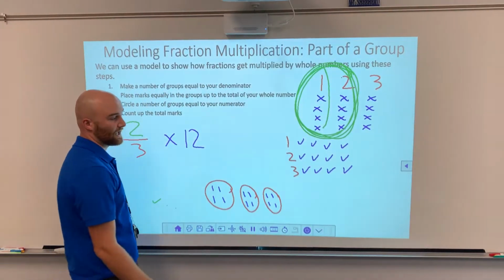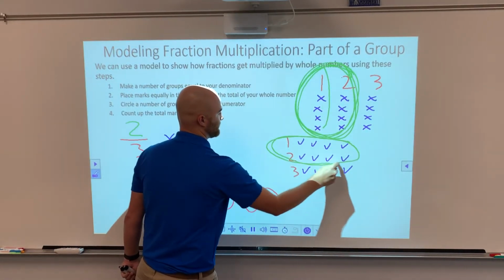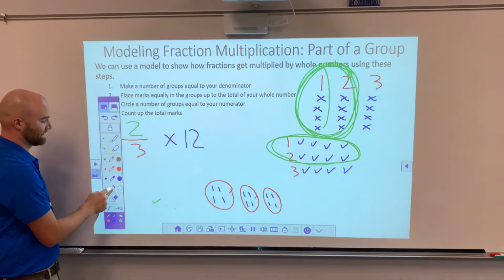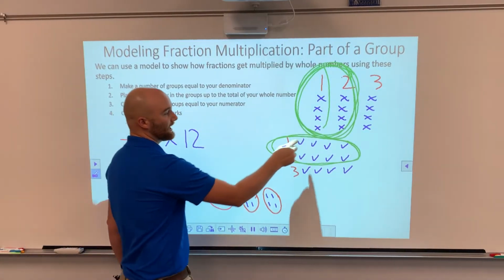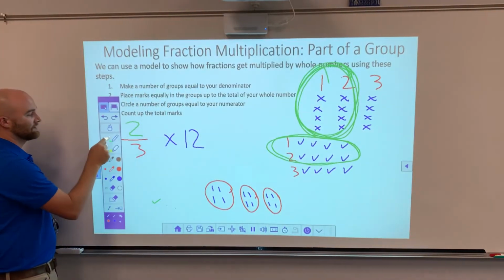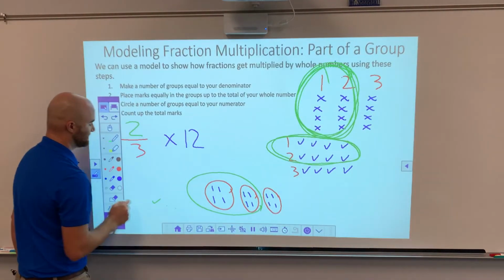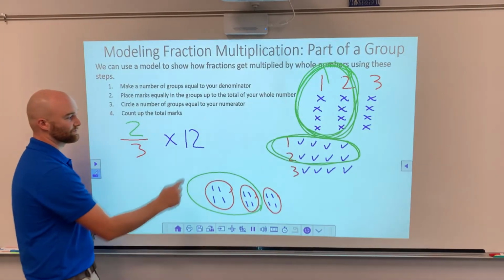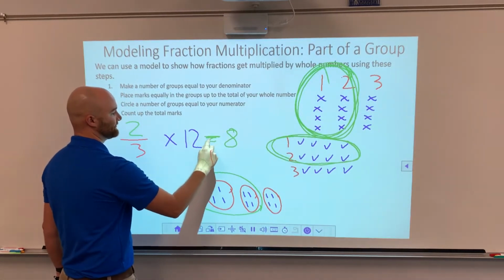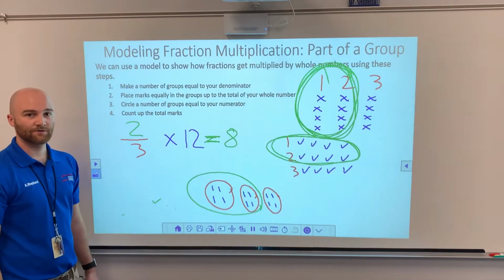If I chose to do it as rows, I would circle 2 of these groups. And I can see that I've got a total of 8 in there. Or I could choose to do it as circles. And if I chose to do it as circles, I would again say I've got 8 in there. My answer to this problem is 8. Our answer is 8 because there are 8 marks in our circle.